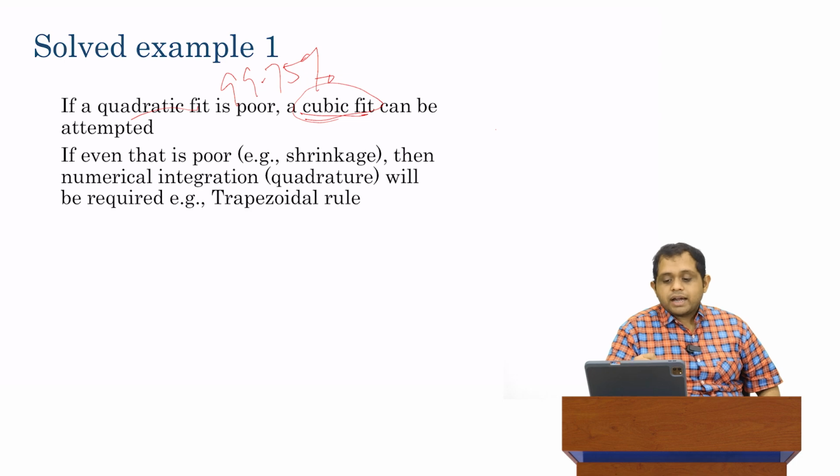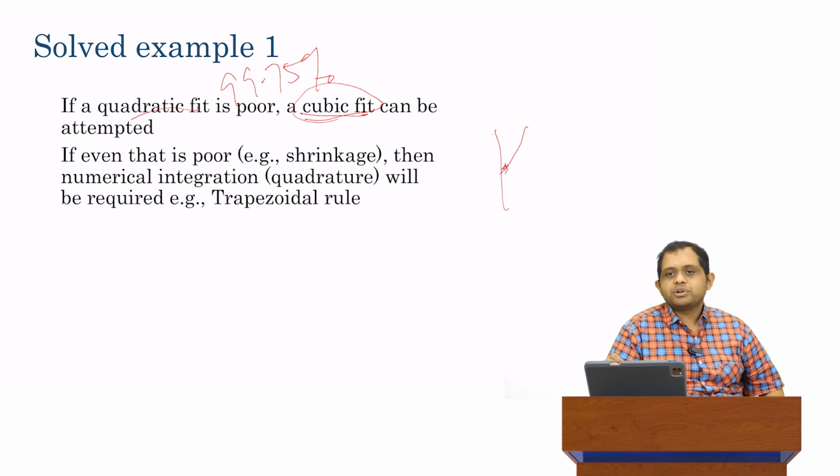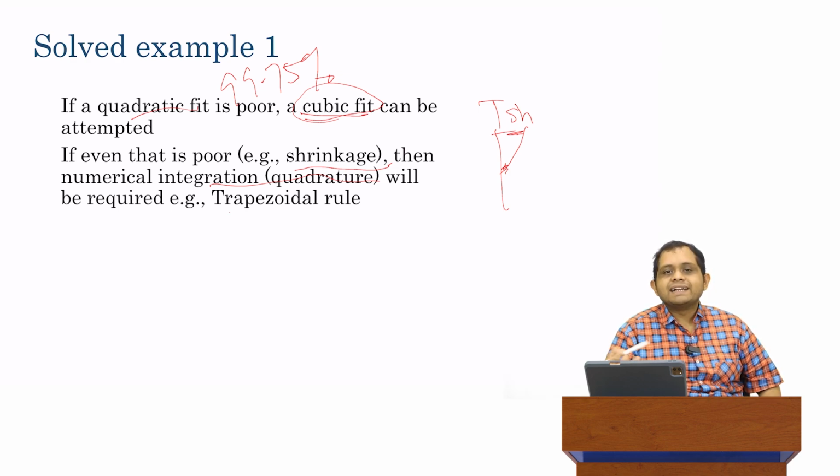Now, in some situations, even a cubic fit might be poor. And actually, there is one situation where that is the case, and that is the shrinkage distribution. This is piecewise linear, and there is no way a cubic fit is going to do a great job of approximating a piecewise linear distribution. So when you have shrinkage, our fictitious shrinkage temperature has this triangular distribution, and there's no way this is going to be cubic. So in this case, it is best to perform some type of numerical integration or quadrature. If it's difficult to fit it to a nice polynomial and perform an analytical integration, then it may be necessary to perform a numerical integration.